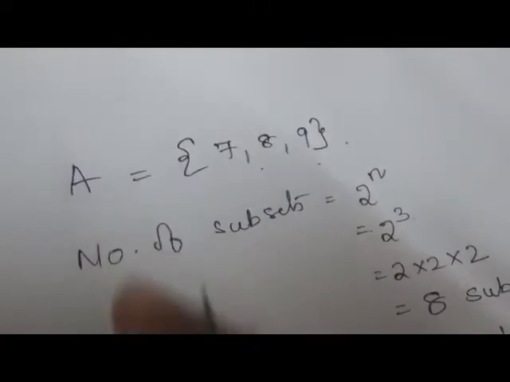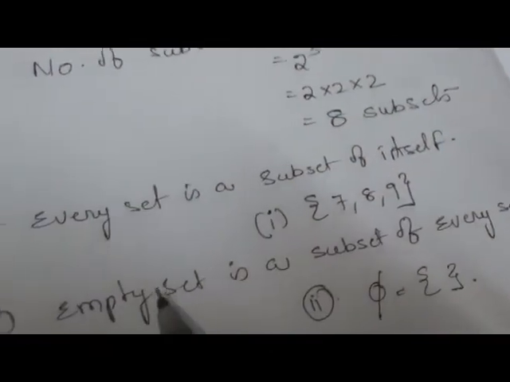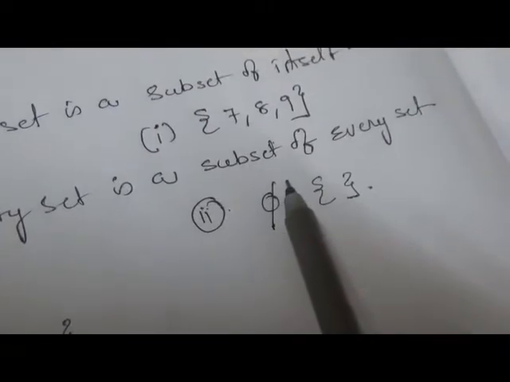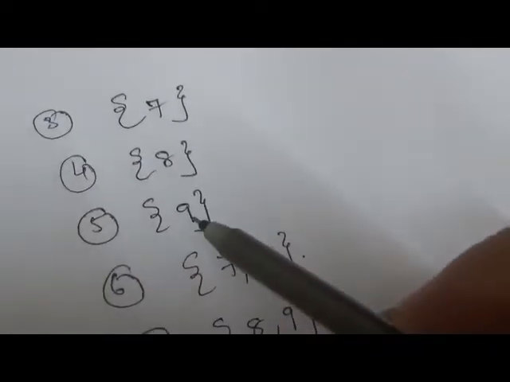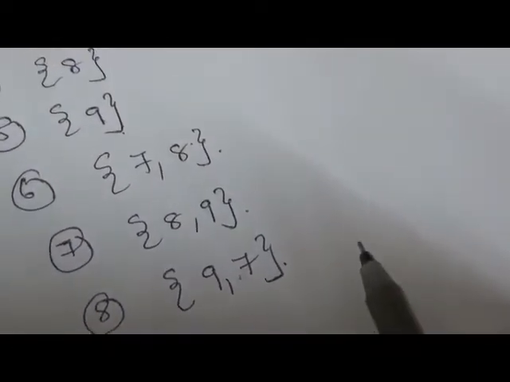Subsets, number of subsets. How can we write? First, you have to remember: every set is a subset of itself, the empty set is a subset of every set, and then singleton sets, and then double. If you have 4 elements in this, you can also write the triplets, right? Okay.